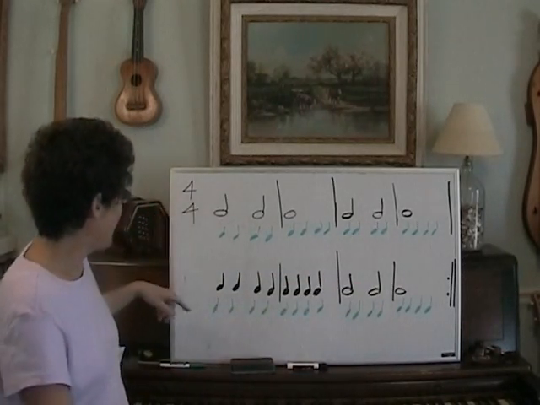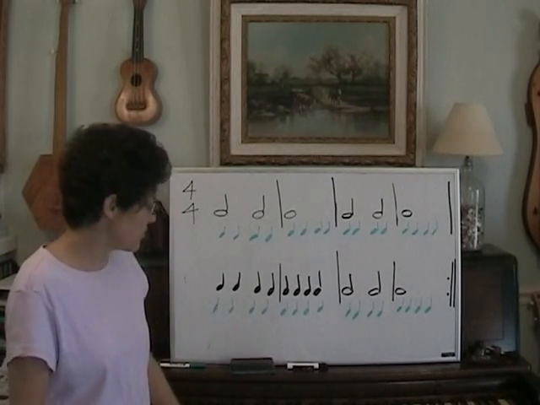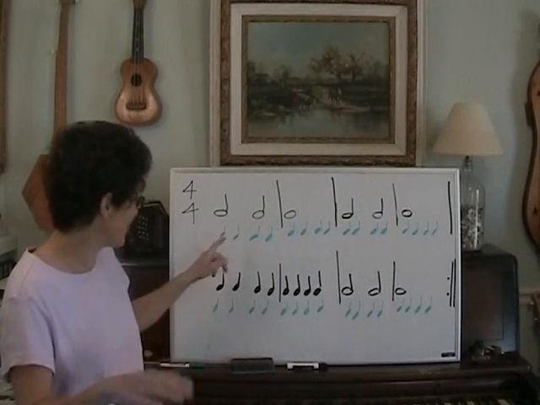So we have 4/4 time, so there are 4 quarter notes in every measure, and the quarter note gets the beat. So that's kind of a fast beat, isn't it? Let's see what would happen if we try to conduct that.